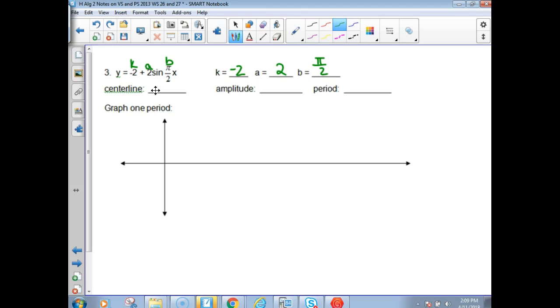The center line will be at Y equals -2. The amplitude is the absolute value of 2, which is 2. And the period is going to be 2 pi divided by pi over 2, which we changed to 2 pi times the reciprocal of pi over 2, which would be 2 over pi. The pi's cancel, giving us a period of 4.